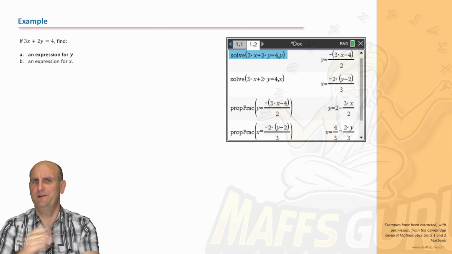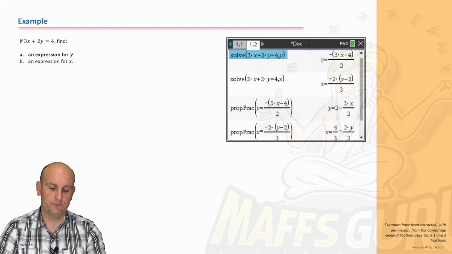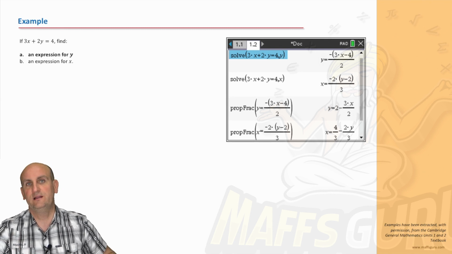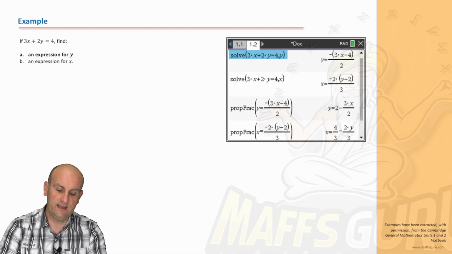All right, this is a multi-part question. 2 parts, how exciting. If 3x plus 2y equals 4, find an expression for y. Now don't worry about that calculator display because it looks disgusting, yes? And this is part of the problem with your CAS calculator. Sometimes it overcomplicates things. It makes it look worse than it really is. So find an expression for y.